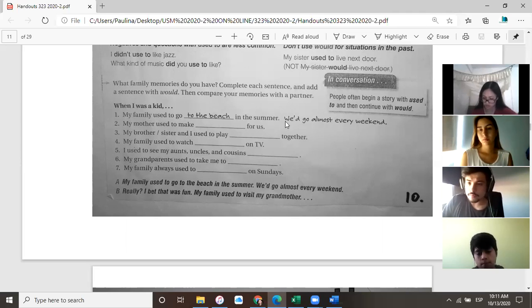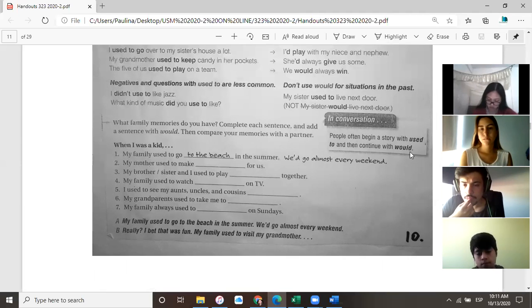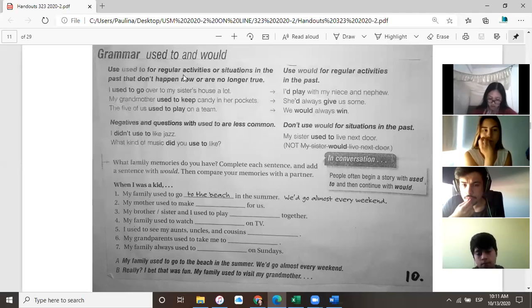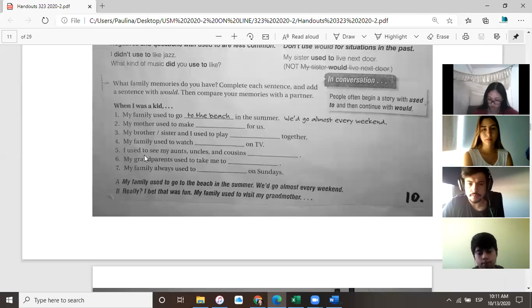The idea, Diego, is that in a conversation you begin with "used to," and then you say another sentence with "would" in the past. You use "used to" for activities that are no longer true now, repeated actions in the past, and then you continue with "would" for regular activities in the past. I used to go over my sister's house a lot. I would play with my niece and nephew. My grandmother used to keep candy. She would always give us some candy.